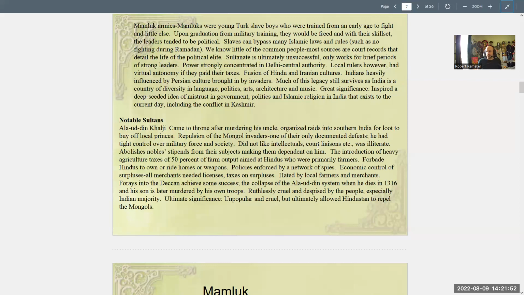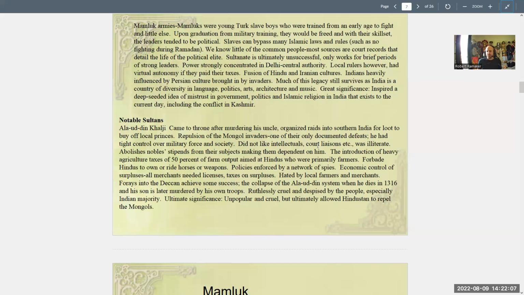He was basically involved in finance. He was involved in the military, all of those things. And so eventually he did some pretty hardcore moves. One of them was to forbid all Hindus to own weapons of any kind.